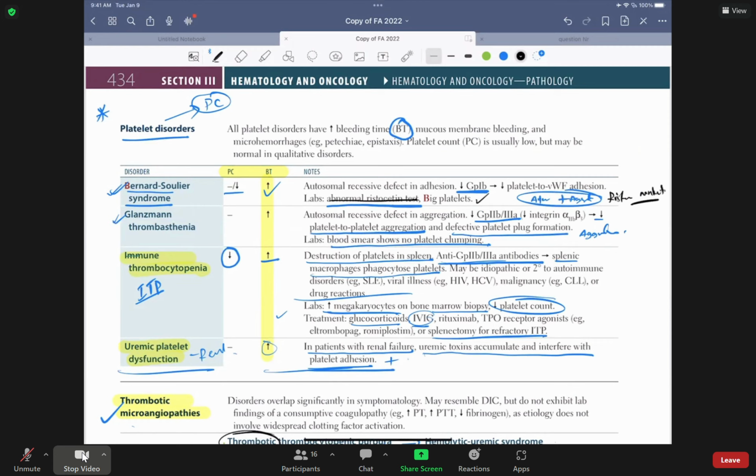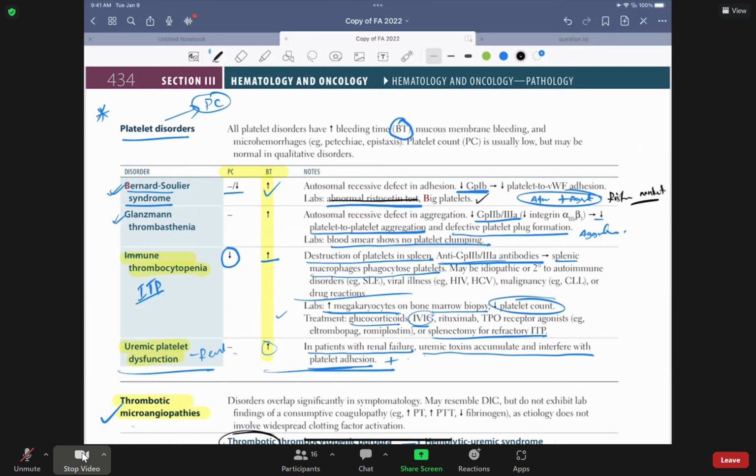So ristocetin basically is testing if GP1B is there. It's a test to determine that. Giving ristocetin activates GP1B. So when you give it, the GP1B is activated. So that means the problem is GP1B.